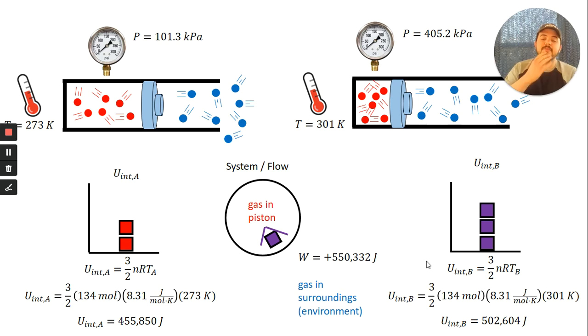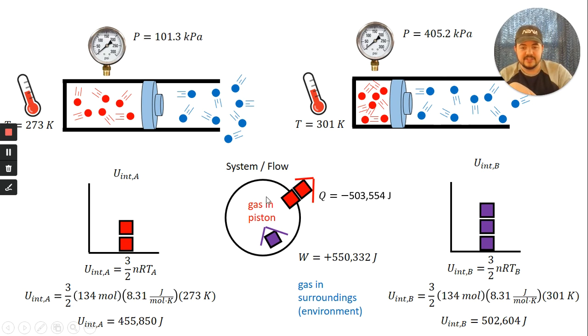So, some changes to our picture. We really should have drawn some energy leaving the system through heating, about 504,000 joules, which means that we really needed to draw this work arrow to be more blocks of energy than we initially did.